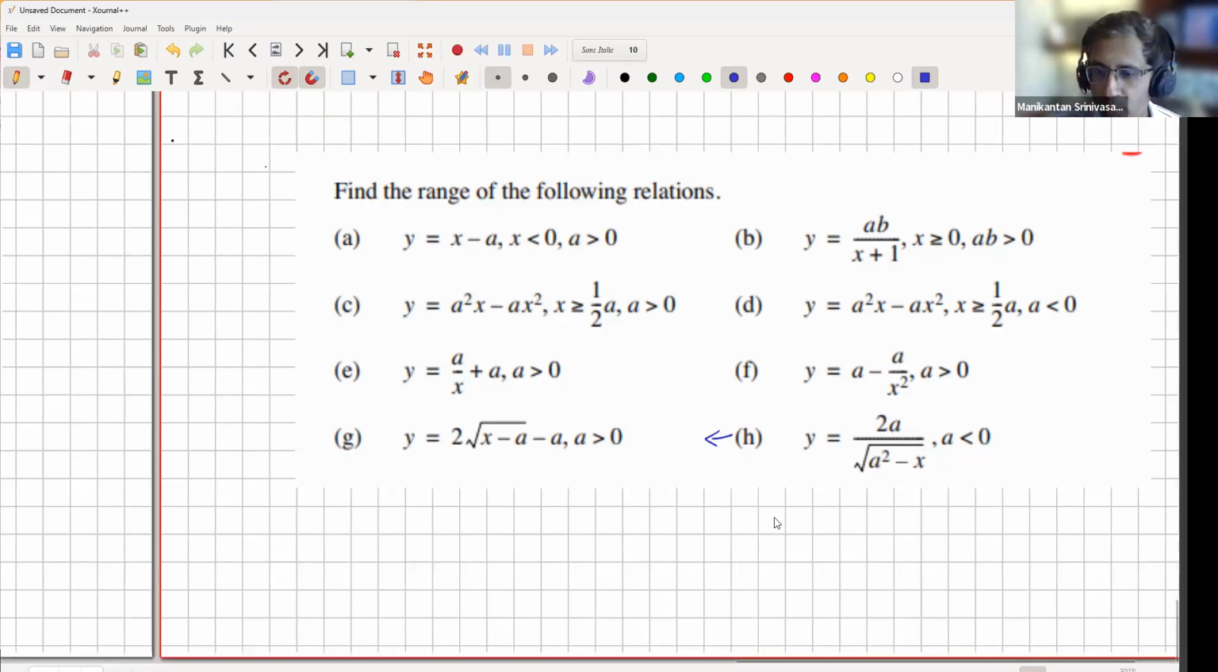Actually, first answer what the domain should be. It's not given, the domain. So let's do the domain and then we'll do the range. When you solve this, are you expected to give the range in terms of A? Correct. You're supposed to give the domain and range in terms of A.